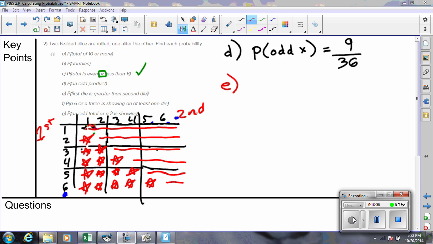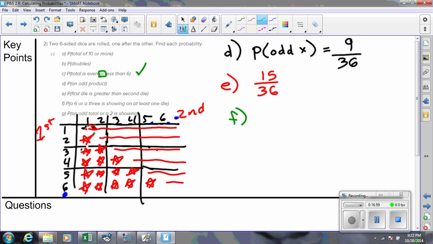Each one of the stars was a number where the first is bigger than the second, so count them up. How many total are there? 1, 2, 3, 4, 5, 6, 7, 8, 9, 10, 11, 12, 13, 14, 15. We would get our answer that it is 15 out of 36. Simplify it, we're done.